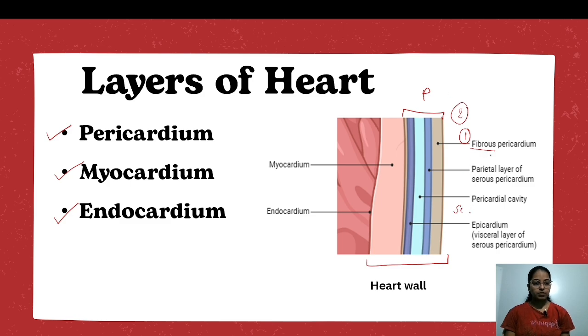Okay, fibrous pericardium and serous pericardium. Here, visceral layer of serous pericardium. Now, the middle layer of the heart is the myocardium. This myocardium is made up of cardiac myocytes, which are responsible for the pumping action of the heart, and the inner layer of the heart is the endocardium, which is made up of epithelial tissue.